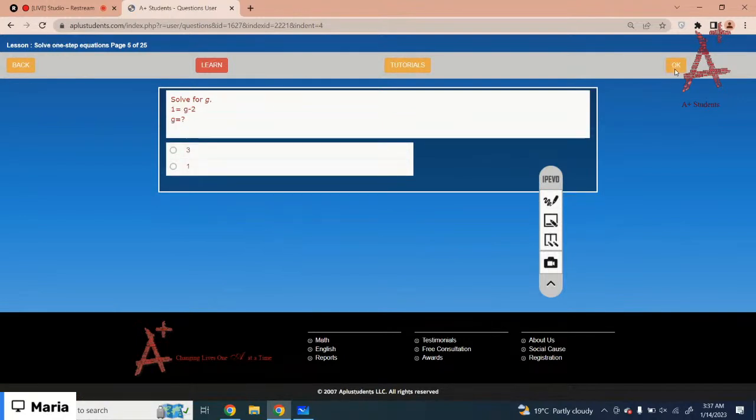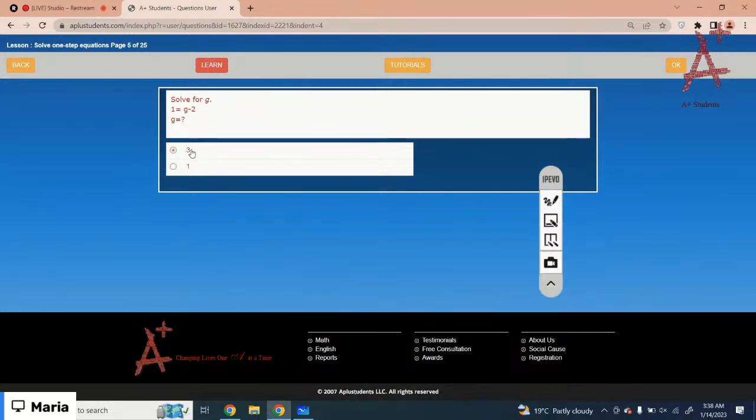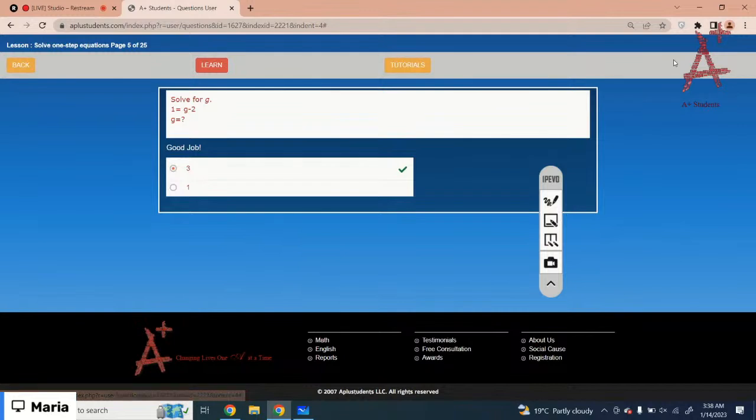Okay, the next one is 1 equals g minus 2. So you have to isolate the variable g. 2 is subtracting from g, so opposite to subtraction is addition. So add 2 to both sides. 2 minus 2 is 0. You're left with g here, and 1 plus 2 makes 3. So that would be 3 equals g. Okay, so the correct option is g equals 3. Just select the correct option, then click on the OK button.